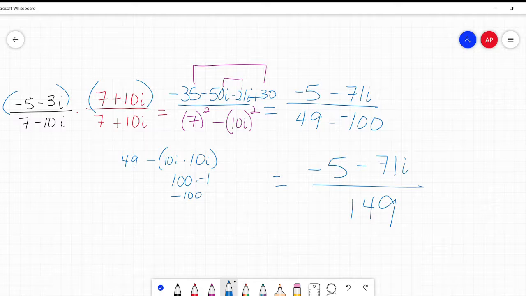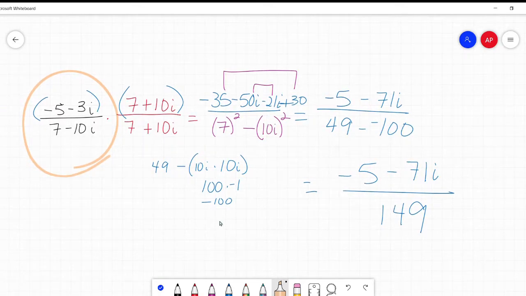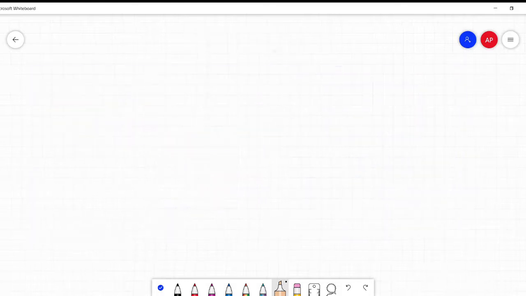Okay, now I know if you're looking at that, you're like, how is negative 5 minus 71i over 149 more simple than negative 5 minus 3i over 7 minus 10i? Doesn't that look more complicated? Not to a mathematician. To a mathematician, the fact that the i is gone from the denominator is so lovely. I don't like the i in the denominator.